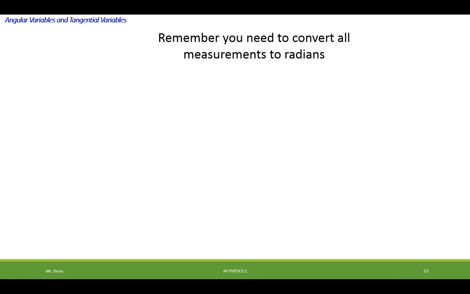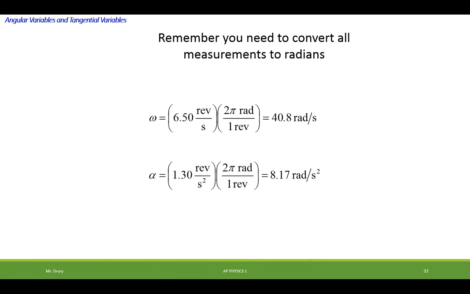All right. So the first thing we have to do is remember that we have to convert everything into radians. So we have a speed that's 6.5 revolutions per second. We have to convert that into radians. And once again, remember that 1 revolution is the same thing as 2 pi radians, and that comes out to be 40.8 radians per second. And the same thing is true with alpha. We have to convert that from revolutions per second squared into radians per second squared, using the same conversion.